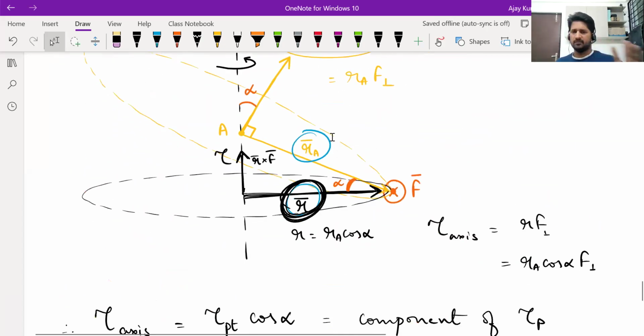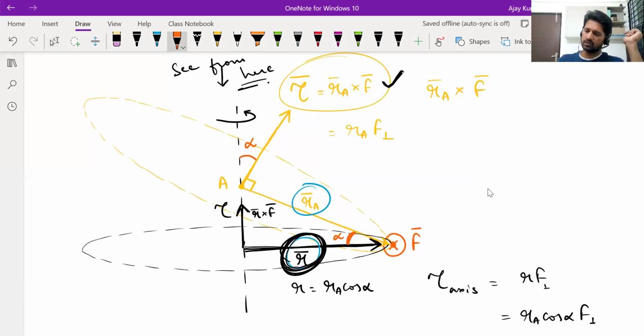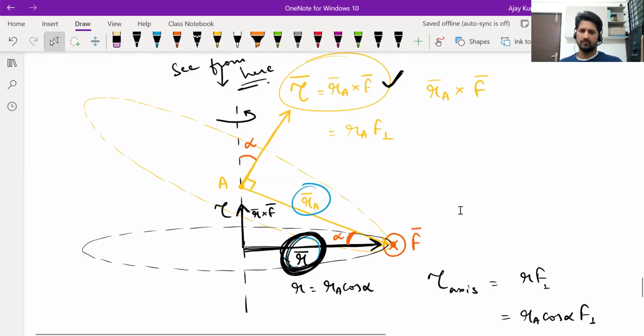Anyway, some of you might have understood this completely. Some of you might not have understood, but as we solve problems, you will get comfortable with all this. So effectively what I want to say is torque about an axis is torque about any point on that axis and its component along the axis. That's all. So you can take any random point on the axis and find out torque, take its component. Otherwise, you visualize this perpendicular position vector, then take cross product, you will get the torque about the axis directly.